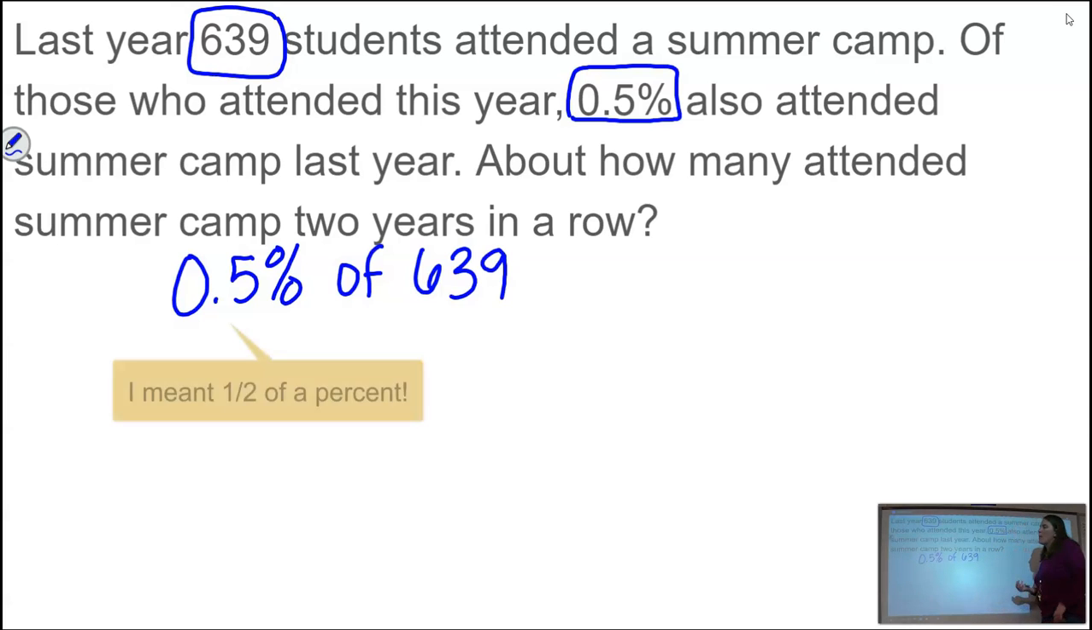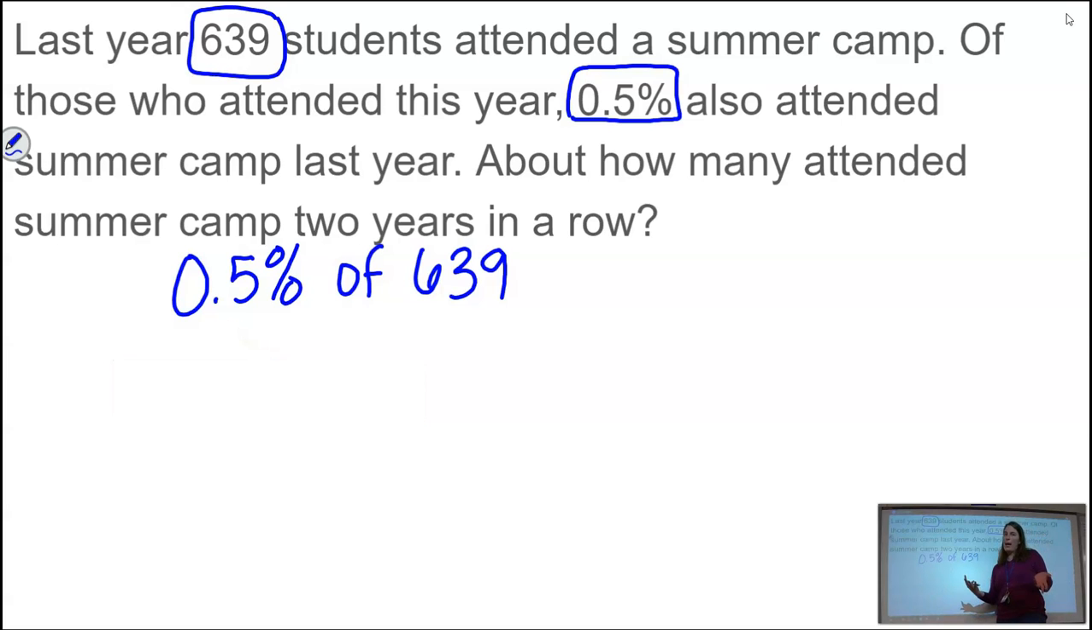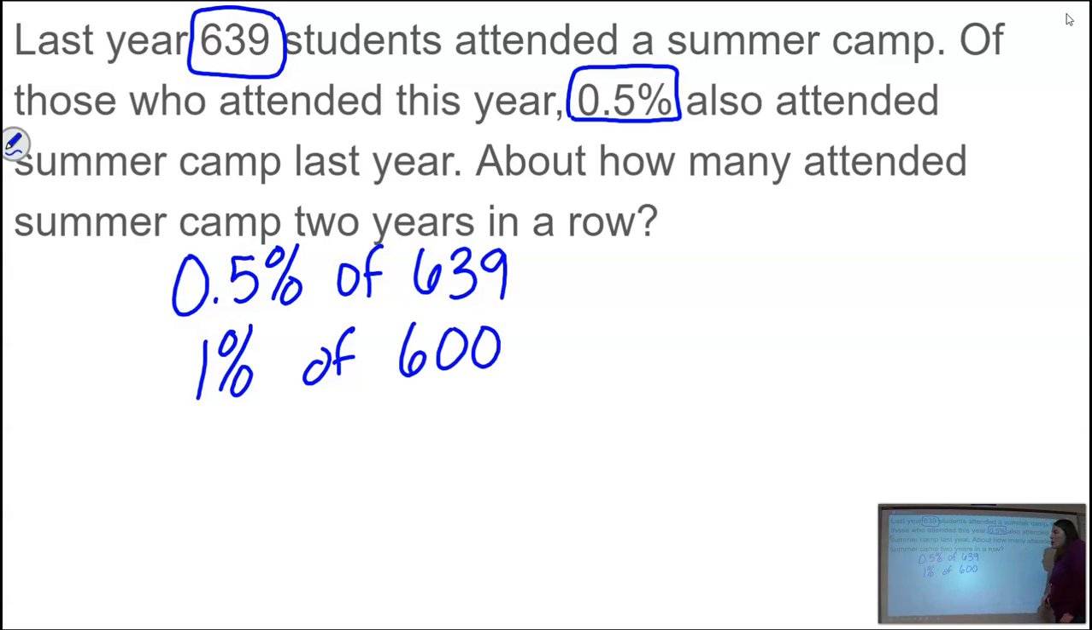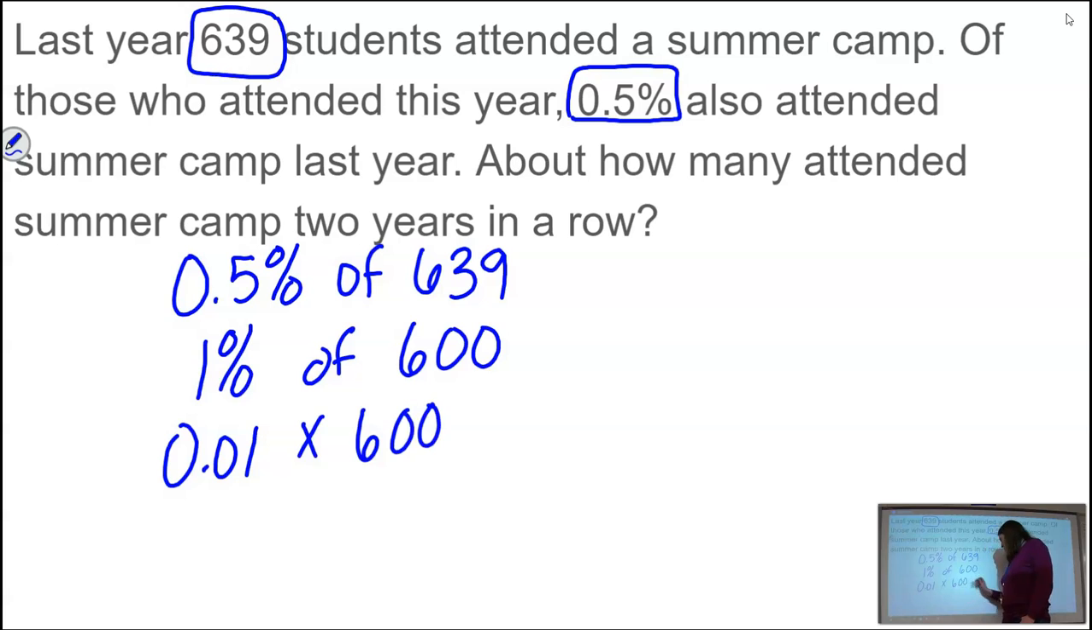Okay? Well, 0.5% isn't easy. So if we find 1%, then we can find half of a percent. Okay? So let's find 1% of, and then we're going to estimate this. We'll just say, I don't know, 600. Okay? So 1% of 600 would be 0.01 times 600. So you would move the decimal over twice by dividing by 100. So that would be 6.